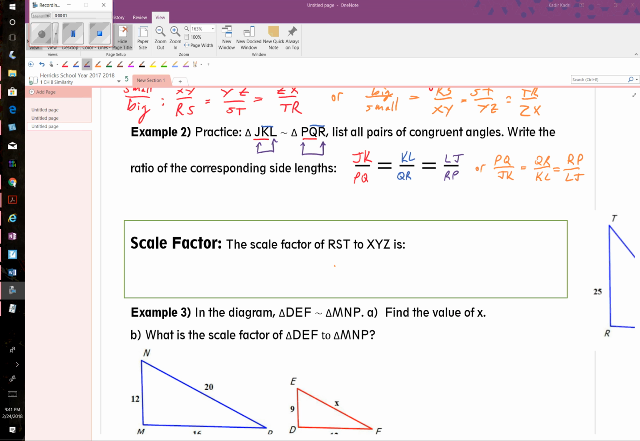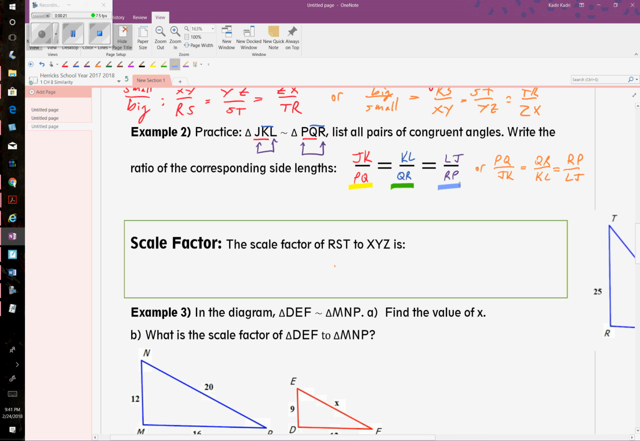Okay, example 2, I hope you gave it a try. And if you set it up correctly, it didn't matter which way you did it, as long as you used the name. JK over PQ should be equal to KL over QR equal to LJ over RP.